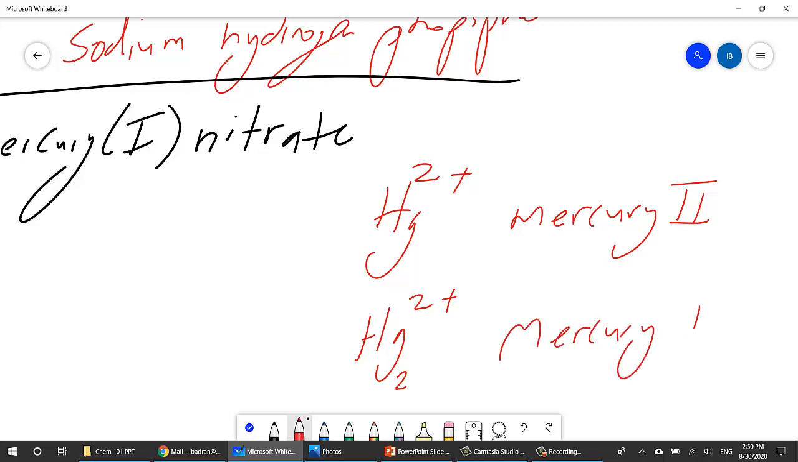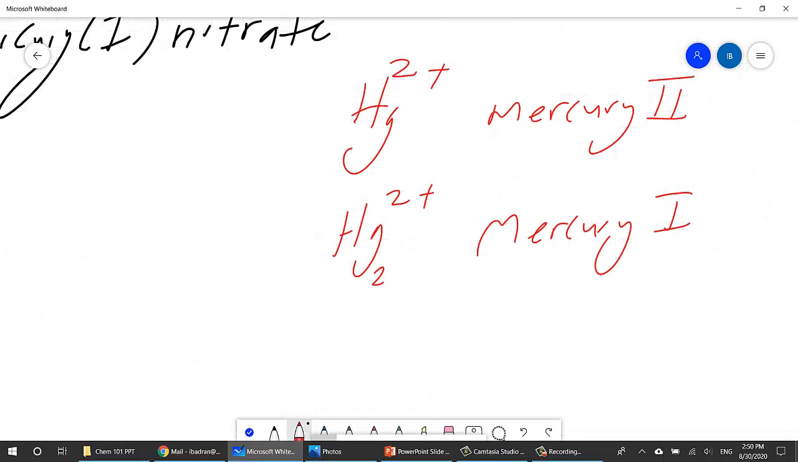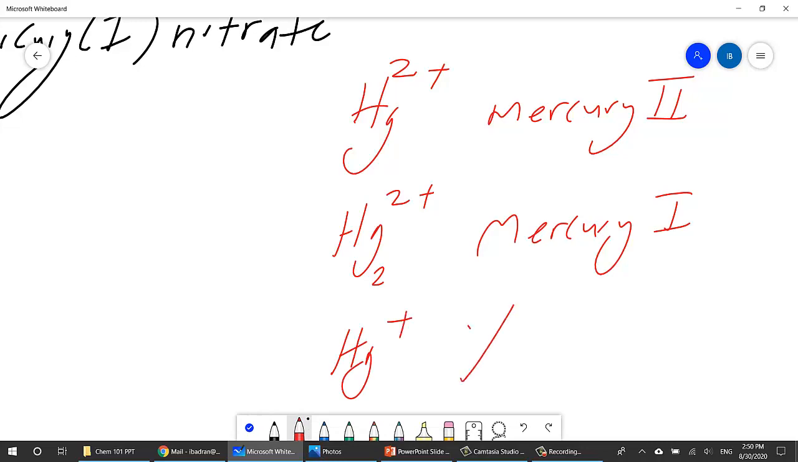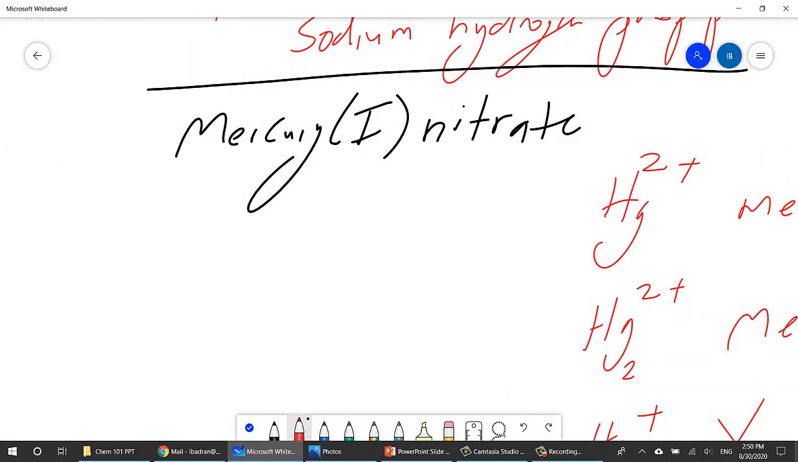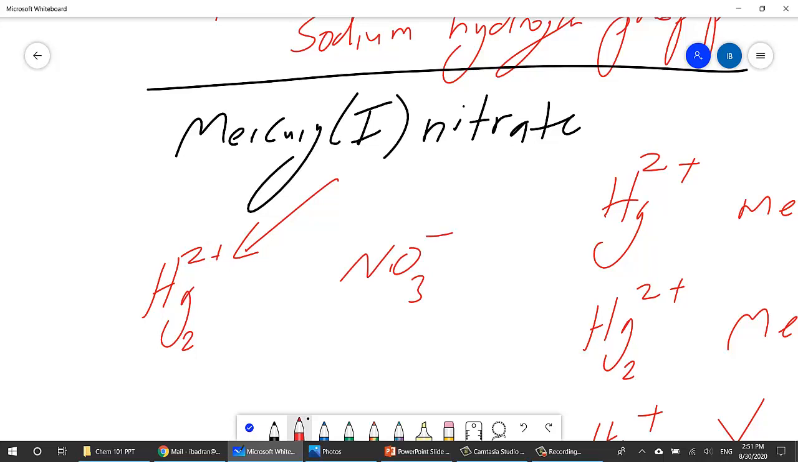When I say mercury(I), this is what mercury(I) is, Hg2 2+. There is nothing called Hg+. This does not exist. Mercury(I) is Hg2 2+. So we agreed on this. Okay, and nitrate is NO3-. So now I need the formula of this.